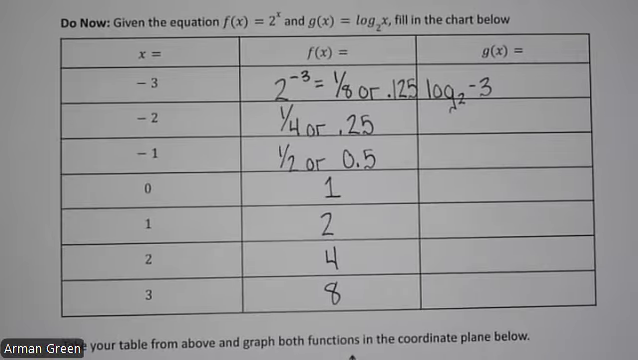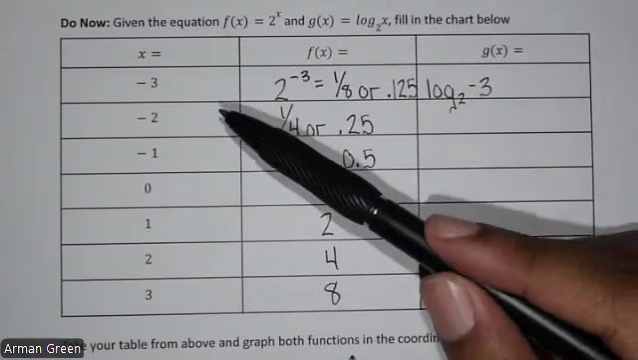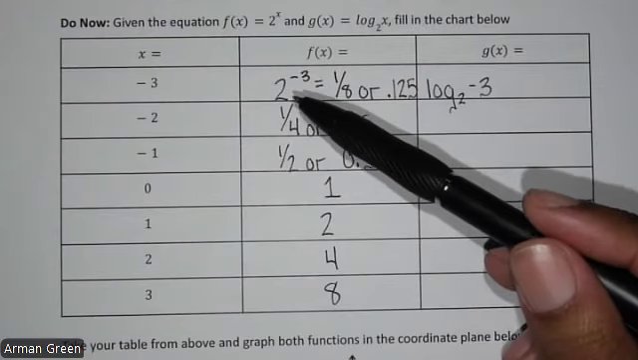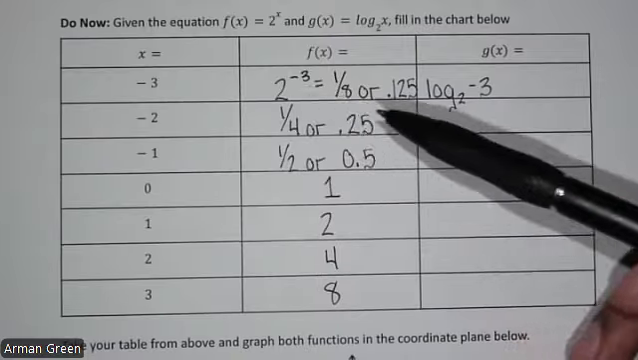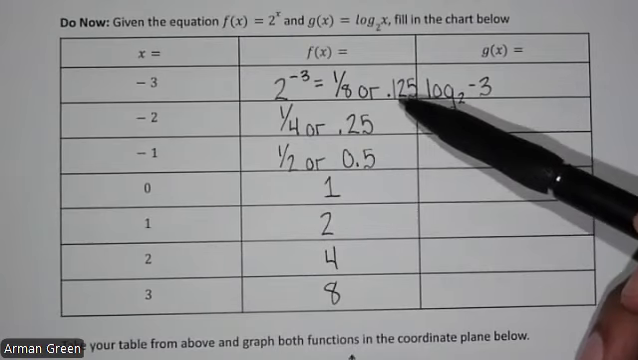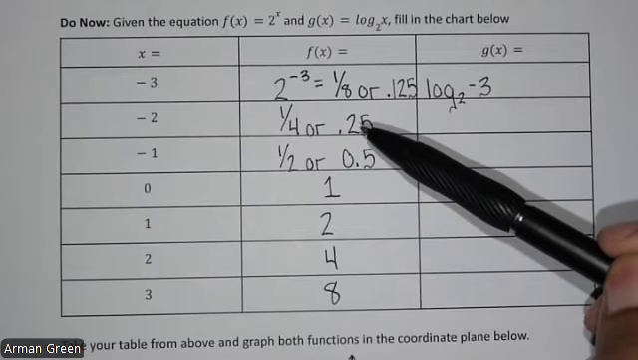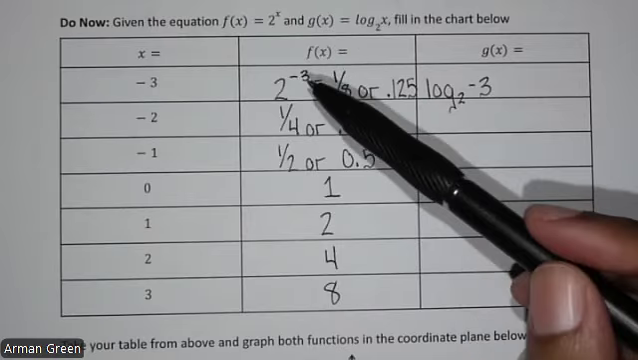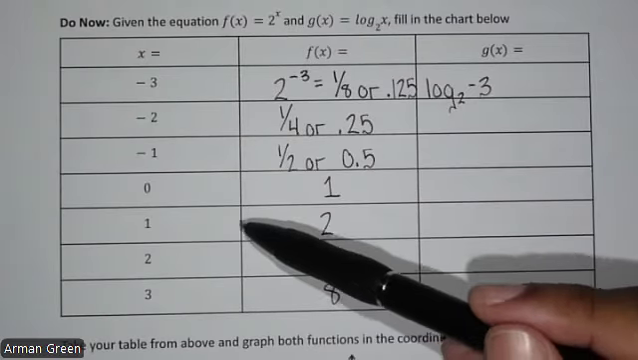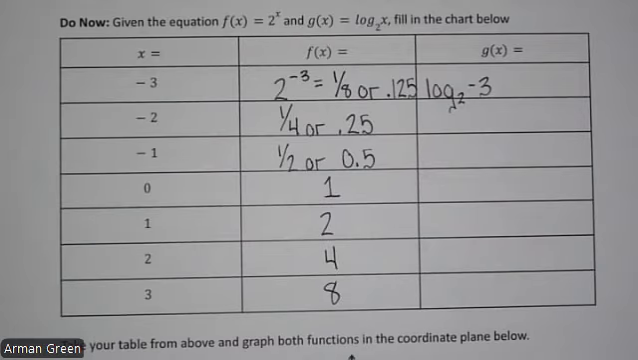Okay, so we're back now. All I've done at this point is fill in the column for the first function, plugging in all these x values. If you did 2 to the power of -3, you should have gotten 1 over 8, or in decimal, 0.125. If I plugged in -2 for x, I should have got 1 over 4 or 0.25. If I plugged in -1, I should have got 1/2 or 0.5. If I plugged in 0, I should have got 1. And going down the rest of the column, you should get 2, 4, and 8.